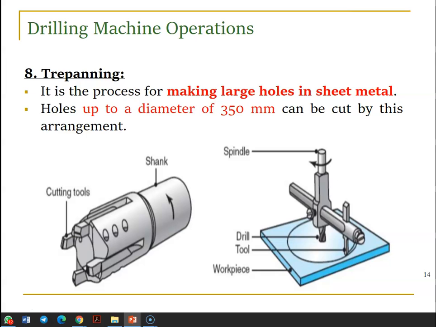So the next one is trepanning. It is similar to drawing a circle with the help of a compass. The only difference is that instead of a pencil, here we use a tool. It is generally used when the hole diameter is more than 350 mm. The only limitation is that the metal must be sheet metal, with thickness of 10 mm or 20 mm, not more than that.